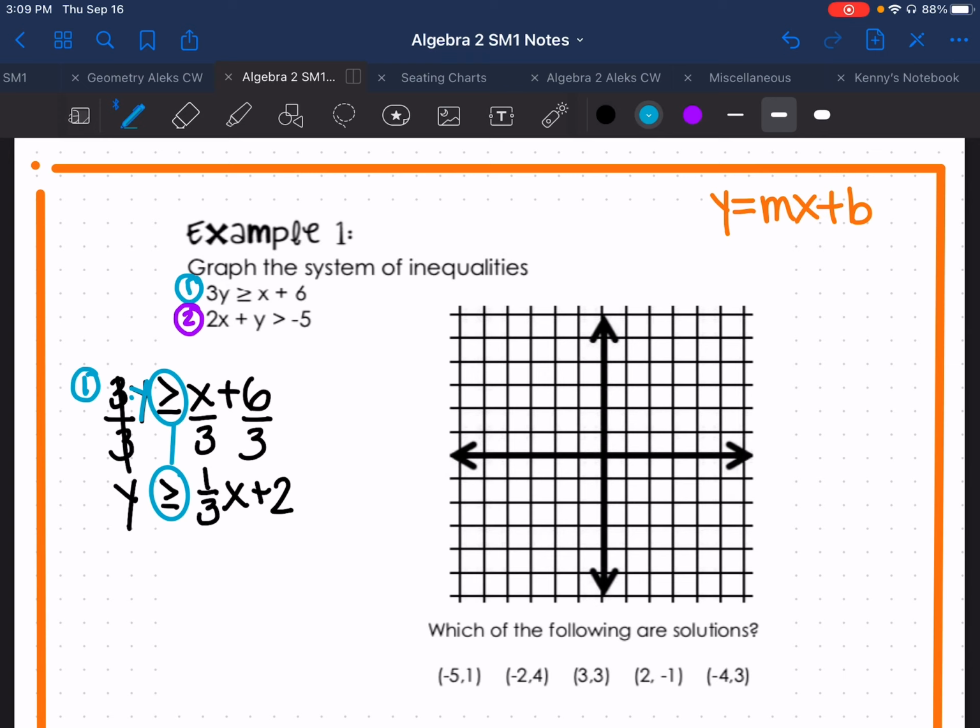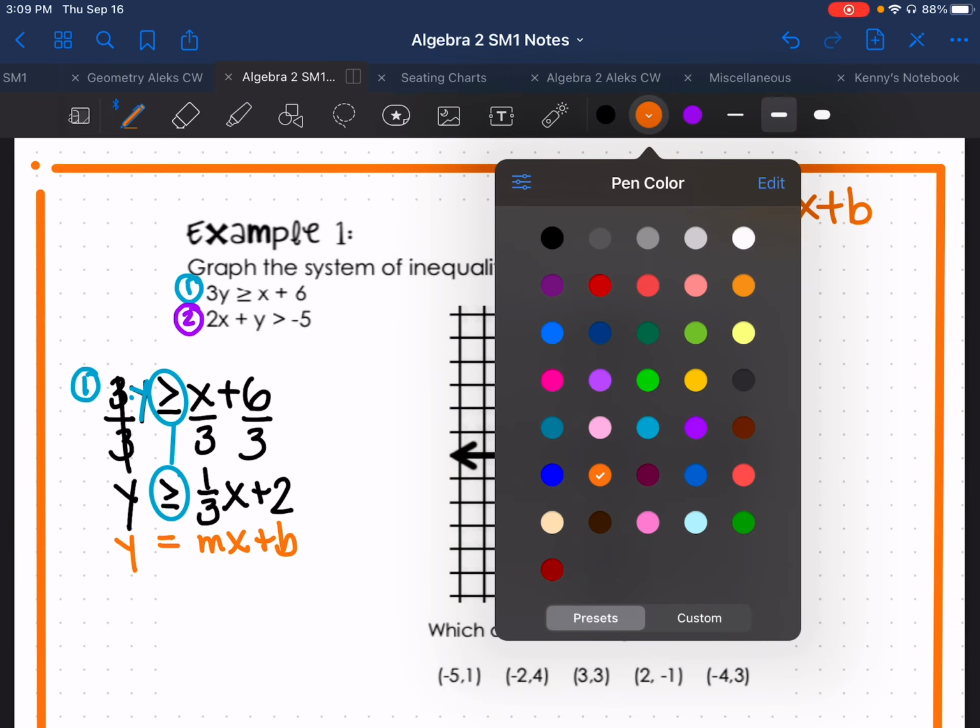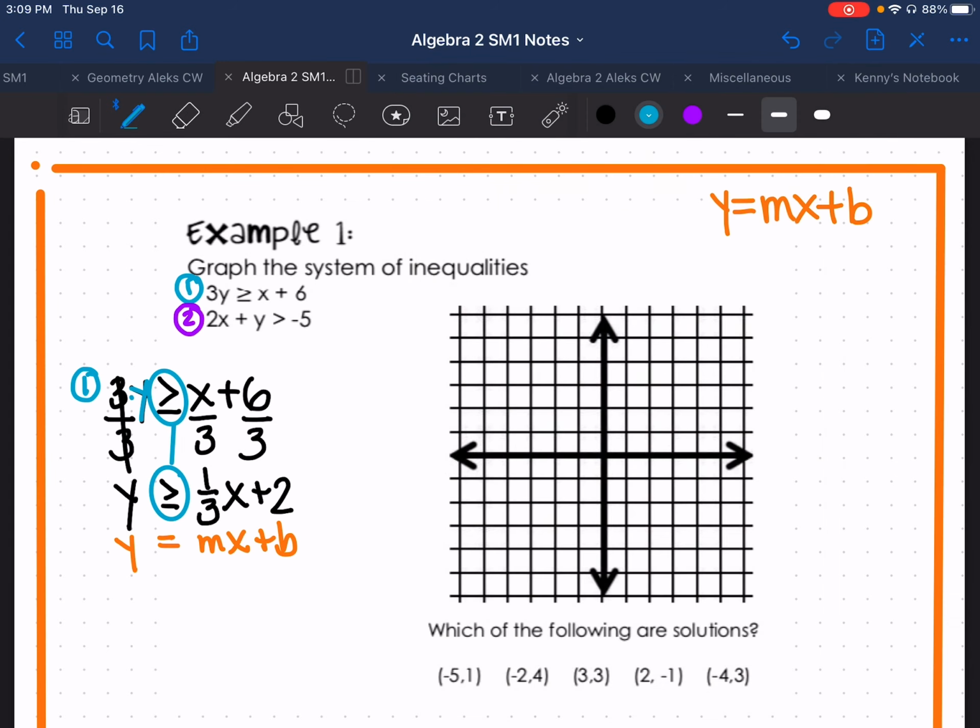Now I can go ahead and say y equals mx plus b. This is simply to help me decide what my slope is. It is, of course, 1/3, right? There's my slope, 1/3. And to help me decide what my b, my y-intercept, is, it is 2. That's the only purpose for that.